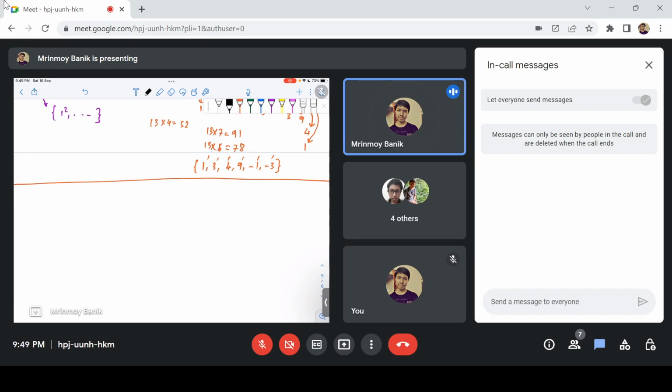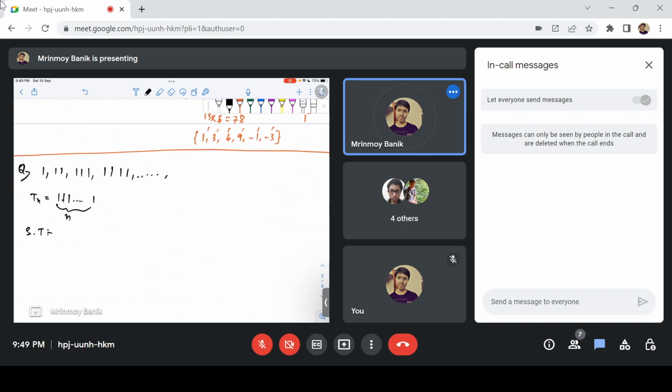So let's solve a problem regarding these quadratic residues. This is the first problem from the excursion. It says, look at the sequence 1, 11, 111, 1111 and so on. Let's call Tn the nth term. So it's 1, 1, up till n many ones. Show that Tn can't be a perfect square.